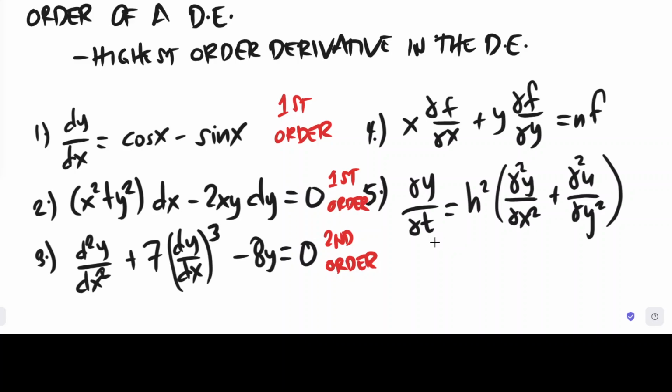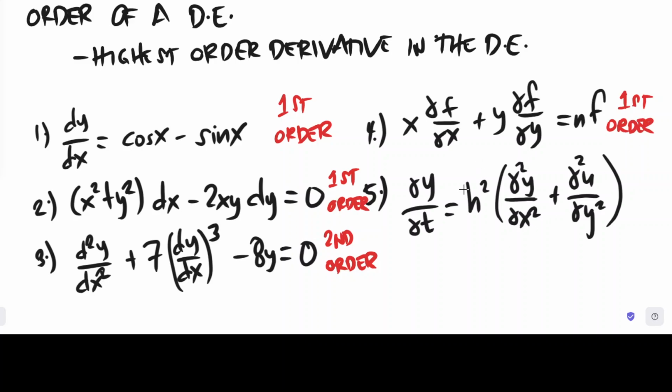Now, moving on, we have our example number 4. We have the partial derivative of f in terms of x, first order, and the partial derivative of f in terms of y, also first order.